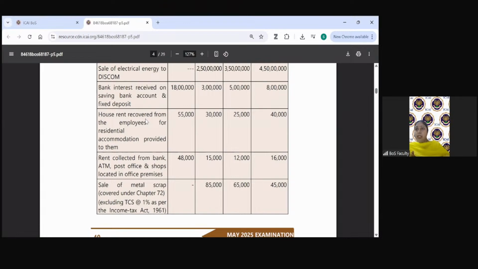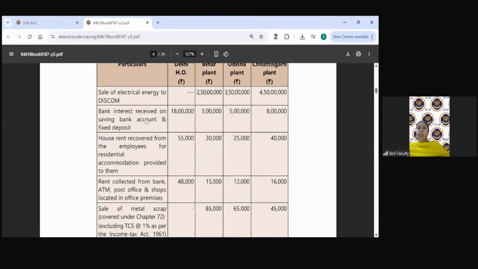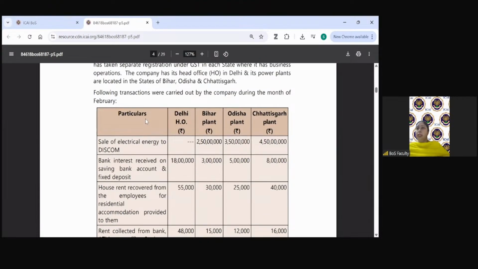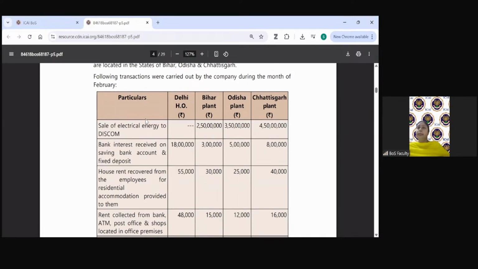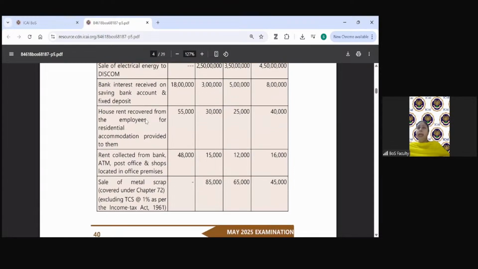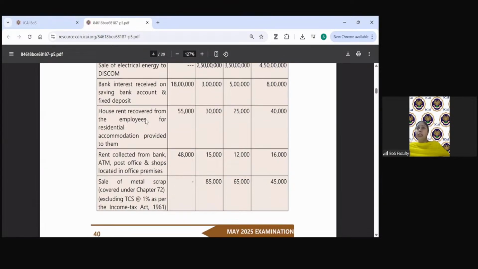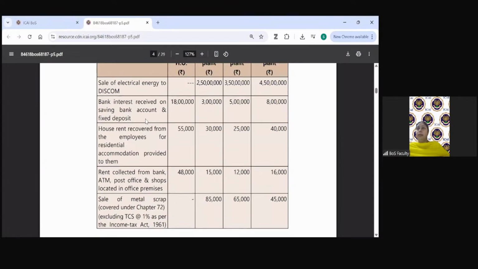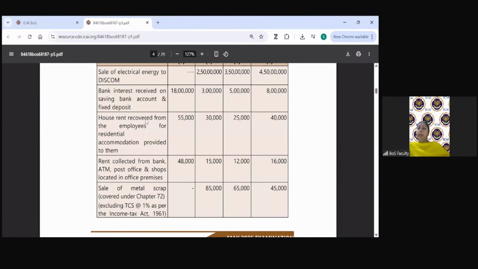This is the information of the transactions or the supplies which the company has made. Electrical energy sale, bank interest, house rent. Then I will take you to further information.